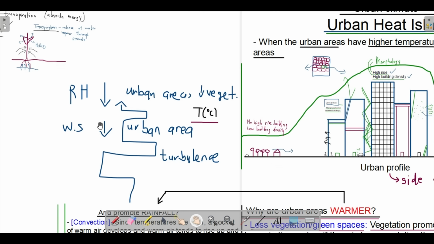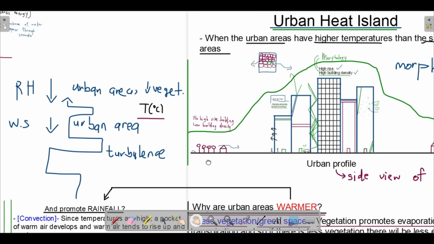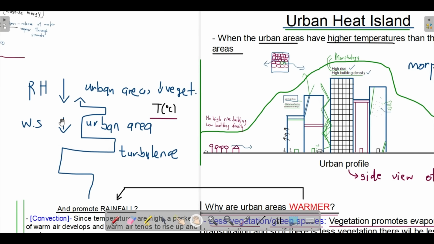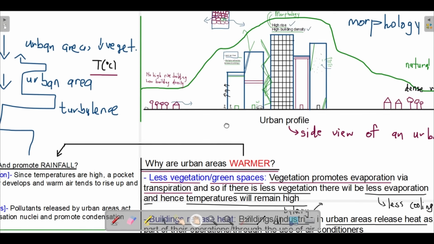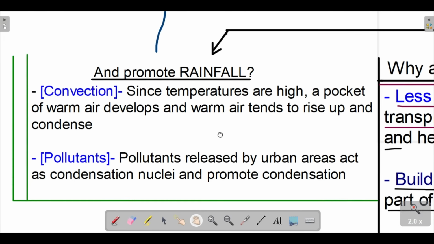But of course, the opposite is said for rural areas. There's higher relative humidity because there's so much more vegetation, which releases a lot of moisture. So relative humidity is moisture, and wind speed is high because it's open. There's open space, and so air flows freely. Right, so what about rainfall? What about precipitation? What about clouds?